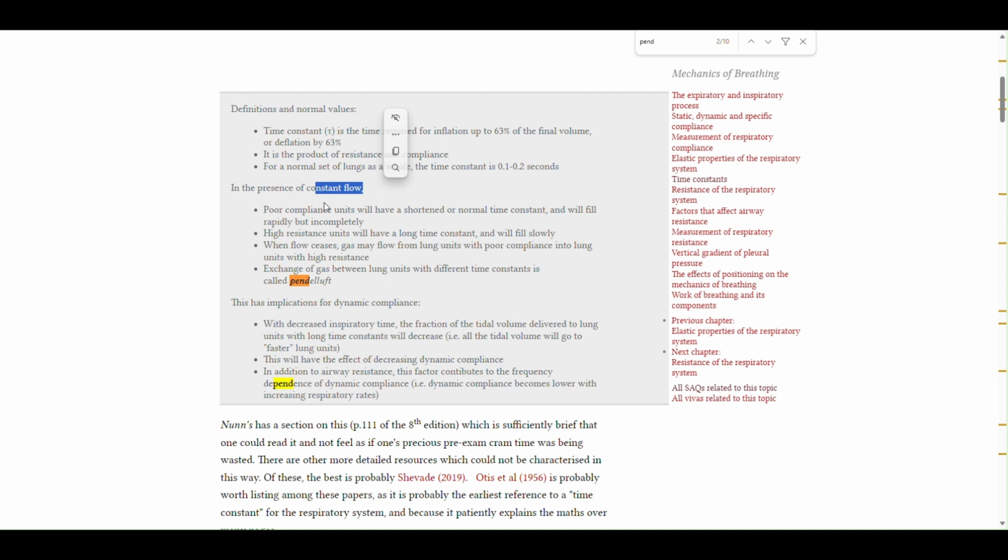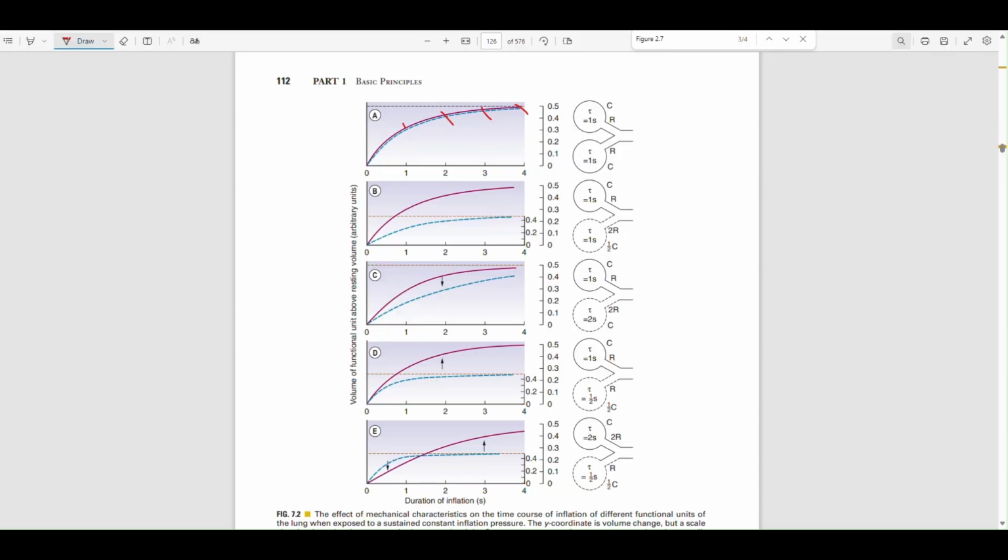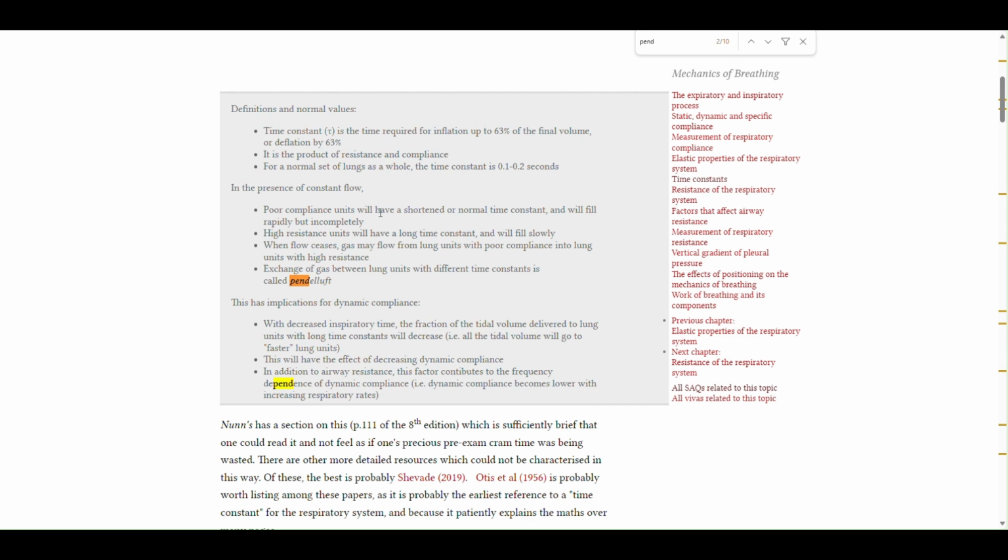Now in the presence of constant flow, and this is very important, poor compliance units will have a shorter time constant. So think of a lung or an alveolus that's not filling, that is very stiff. It will actually be very fast. So that's what it's saying here. The poor compliance will have a shorter time constant.